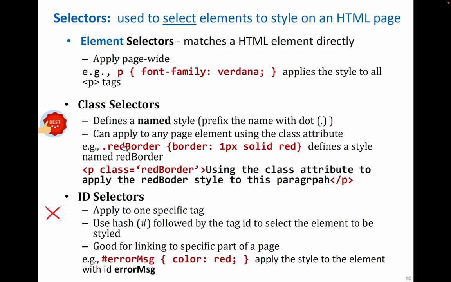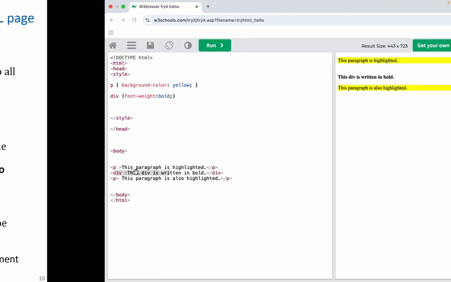What is red border? Red border is the style that I defined here. So in this version, basically, we define styles, we give them names, and then we use those names to identify, to style the tags. So let's do this also here.